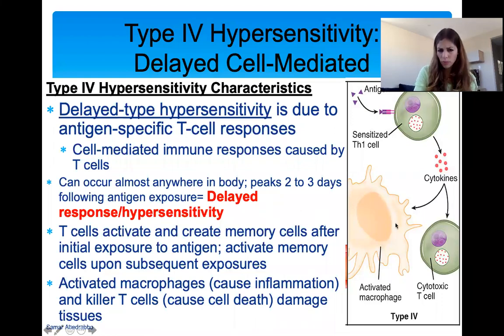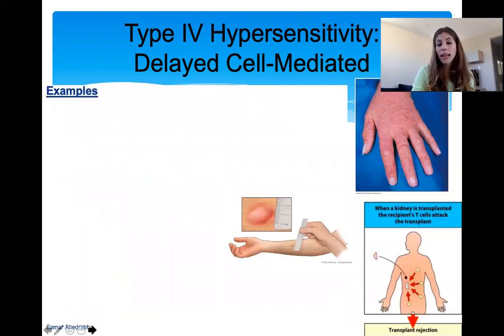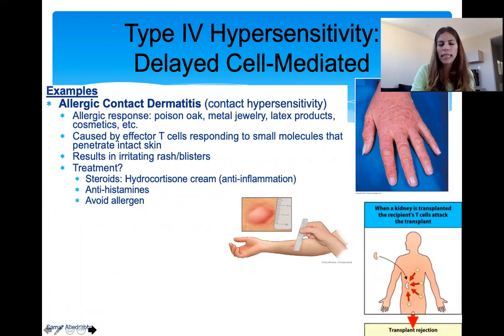And so these T cells will form, and these T cells will activate macrophages and killer T cells. Macrophages will cause a lot of inflammation in the body. Killer T cells will start killing different cells, and you get tissue damage because of these activated macrophages and killer T cells. And this hypersensitivity takes days to happen. And we're going to talk about different examples of this. So delayed hypersensitivity reaction, or delayed cell-mediated.